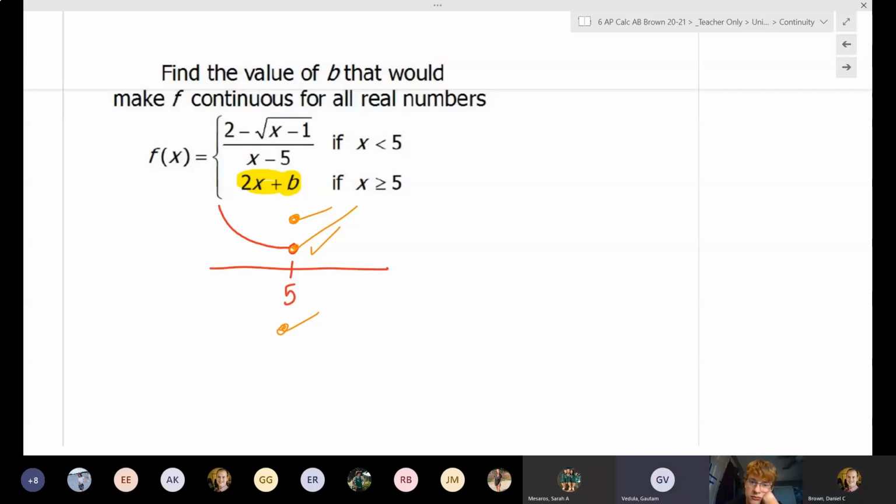Plug in 5 to the top. So we can plug in 5 to the top and see what we get. Plugging 5 into the top, I have 2 minus the square root of 5 minus 1, all over 5 minus 5. And that's going to give me 2 minus the square root of 4, which is 0, and then we get 5 minus 5, which is 0. And then we're like, oh no, because we get 0 over 0. So what does that mean we're probably actually going to have to do for this problem? Rationalize. So some people are like, okay, so I just need to rationalize and plug in 5.